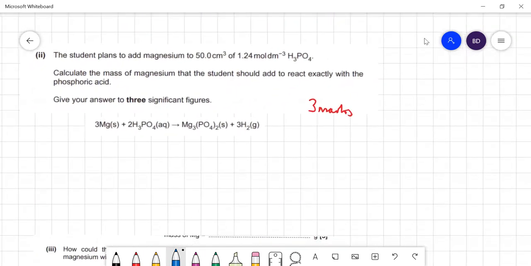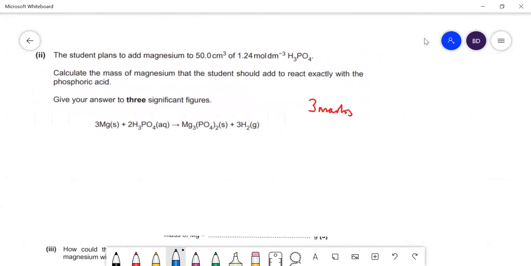3 marks this question. The student plans to add magnesium to 50 centimeters cubed of phosphoric acid. Calculate the mass of magnesium the student should add to react exactly, okay? Right, so what we're going to have to do here is we can work out the moles of phosphoric acid. So moles of H3PO4 is equal to the concentration times by the volume. The concentration is 1.24. The volume in dm cubed is 50 over 1,000. Work that out, we get the number of moles of phosphoric acid to be 0.062 moles.